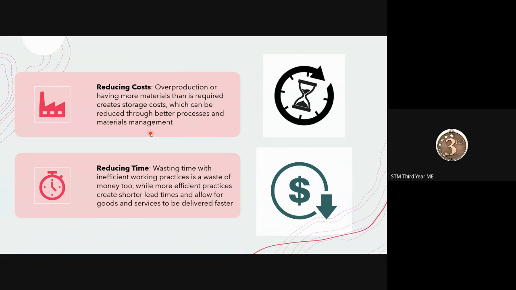Next, reducing time. Wasting time with inefficient working practice is a waste of money too. We are wasting the time necessary for the production process. If such time is present, we eliminate the time incurred, or eliminate the process during which this wastage of time occurs. Eliminating that will reduce the time, thereby improving the quality and the production number of products. That is how those are the benefits of lean manufacturing.